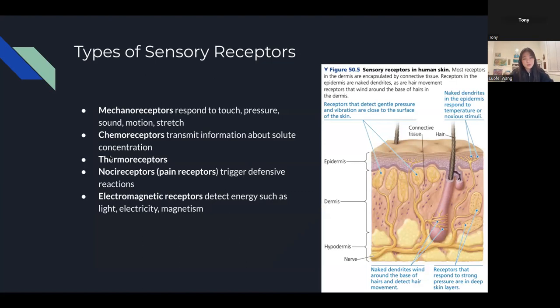Thermoreceptors will detect heat or cold, and nociceptors are also called pain receptors. They will detect pain and trigger defensive reactions. And lastly, electromagnetic receptors will detect energy like light, electricity, and magnetism. Certain birds will have this, and also other animals. They will help animals navigate by detecting the Earth's magnetic field and telling them basically where to go.